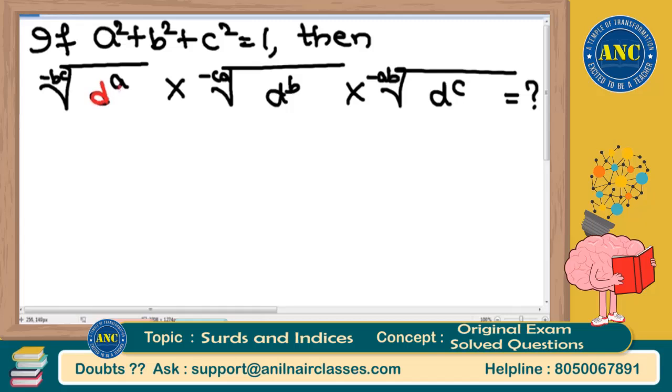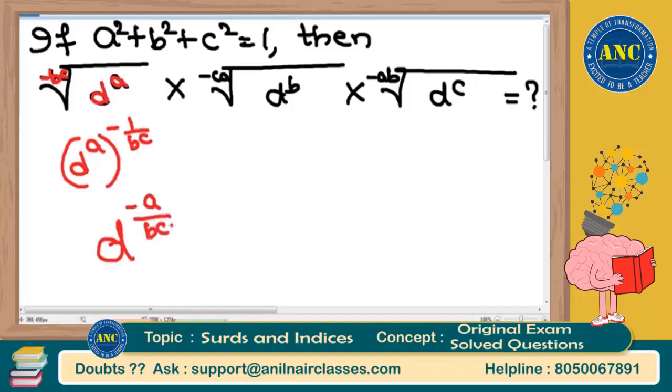A power m whole power n. If I take this minus bc in the power, it becomes minus 1 by bc. So it is d power a whole power minus 1 by bc, or I can directly write it as d power minus a by bc, right? Here it is d power minus b by ca. Here it is minus c by ab.